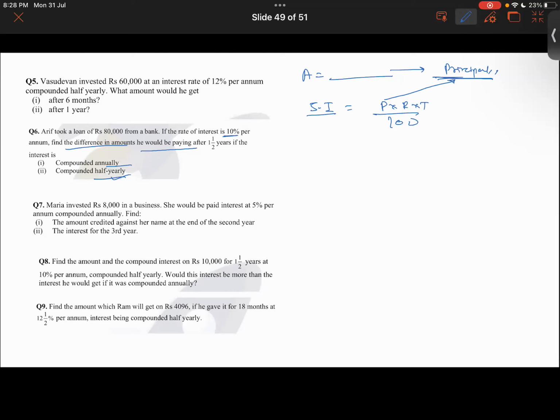Yes, sir. You can solve this question. If you have any confusions while solving it, we can discuss it next class. Similarly, see questions number 7, 8, and 9 here. Here also principal is given, and the rate of interest is also given per annum, compounded annually. We need to find the amount credited against her name at the end of the second year, basically after 2 years. So you can calculate that also here.